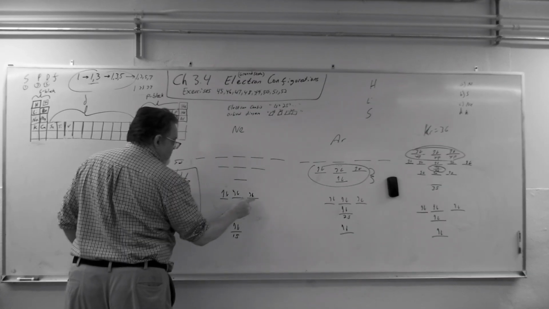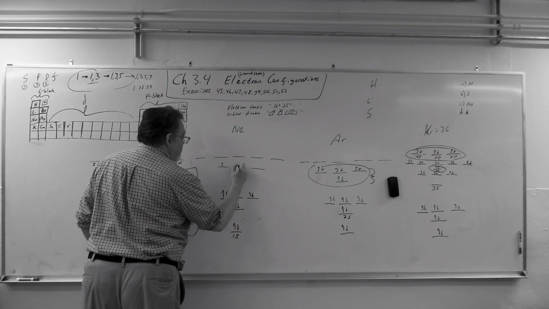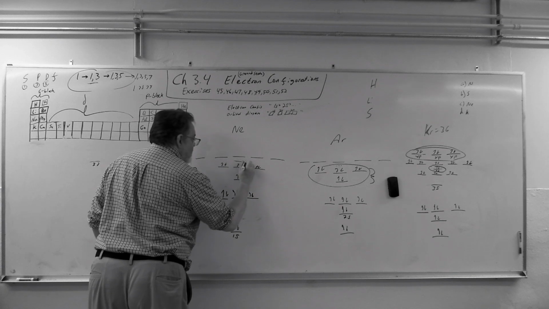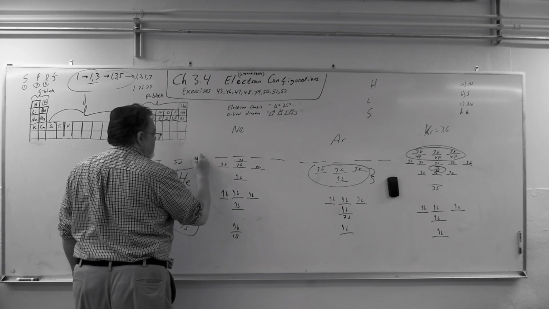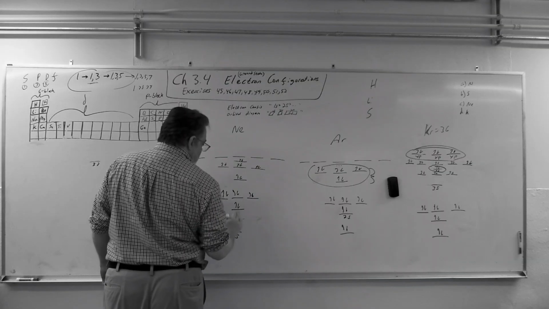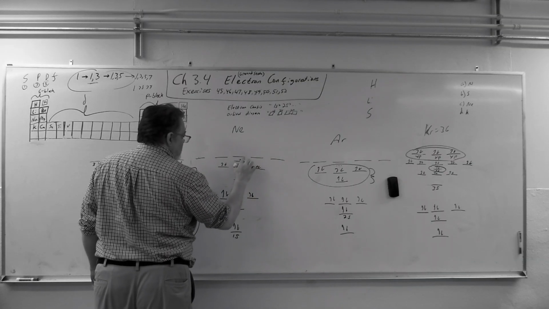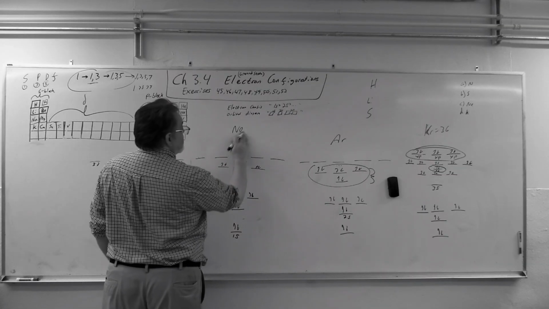Two, 4, 6, 8, 10, 11, 12, 13, 14, 15, 16, 17, 18, 19, 20, that's the 4s. 2, 4, 6, 8, 10, 12, 14, 16, 18, 19. If I wanted to write it out, this is potassium.